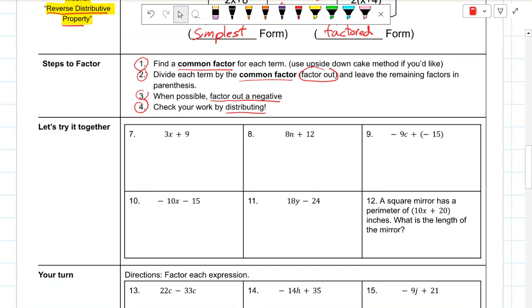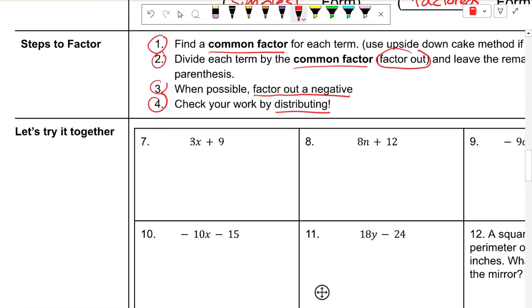All right, let's try these together. So we're going to use the upside down cake because it's super simple. And we're going to factor out a 3 here. So 3x divided by 3 is just x left over, and 9 divided by 3 is 3. And is there anything that we can factor out of x plus 3? There's not. So what we do here, and in the directions, you just put parentheses around that, and then you move the GCF, which is 3, right in front. And that is your factored form: 3 times x plus 3.